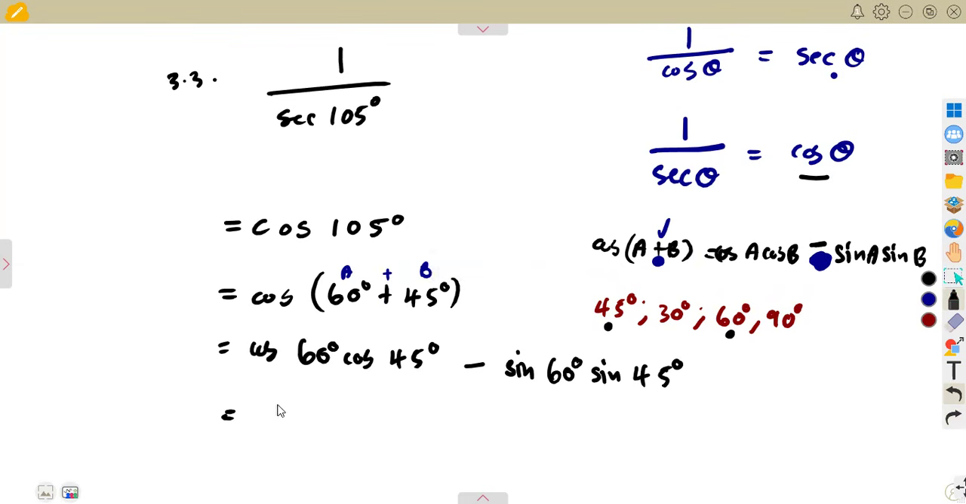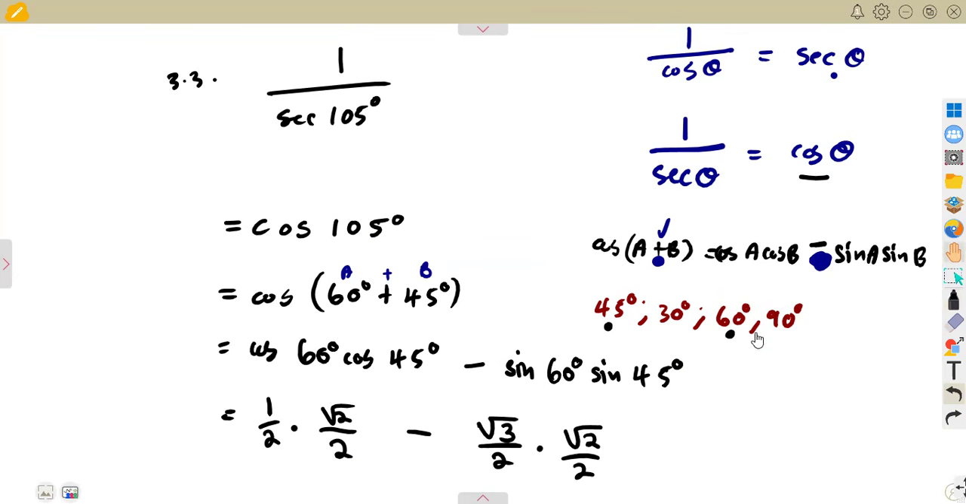But from our triangles, the cos of 60, that's 1/2. The cos of 45, it was supposed to be 1 over square root of 2. But 1 over square root of 2 is same as square root of 2 over 2. Minus the sine of 60, which is the square root of 3 over 2. The sine of 45, the square root of 2 over 2.